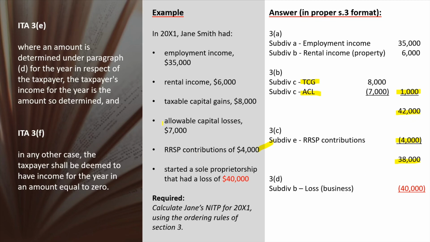Now let's take a look at the legislation on the left. I've got ITA 3E there. It says where an amount is determined under paragraph D for the year in respect of the taxpayer's income for the year, it is the amount so determined. However, we know that this amount will not be positive, whatever is going to be determined there. So in any other case, the taxpayer shall be deemed to have income for the year in an amount equal to 0. So this would be such a case where the result in 3C does not exceed the losses here in 3D. So we have NITP is equal to 0 as per 3F.